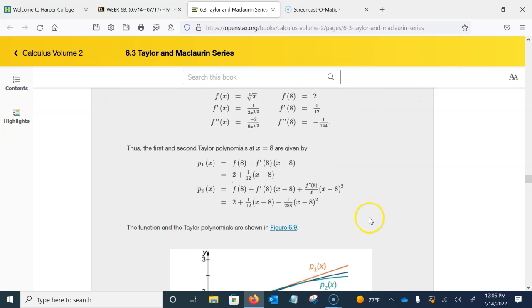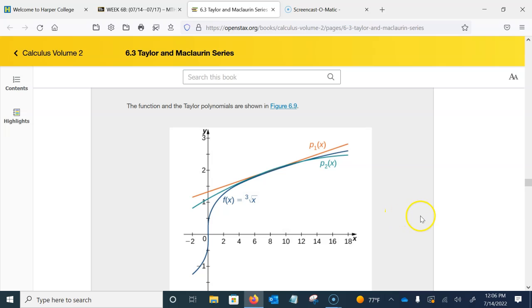All right, so we were asked to estimate the cube root of 11. By the way, here is 8, and so we're expanding about 8. P1 is a linear approximation. P2 is a quadratic approximation of the cube root of x. And this problem asks us, well, use it to estimate f at 11. So that'd be the cube root of 11. Notice here's 11, go up. It's going to hit my dark blue line here.